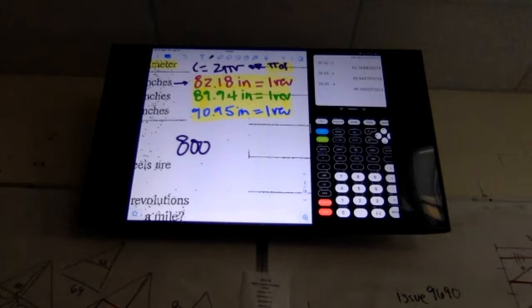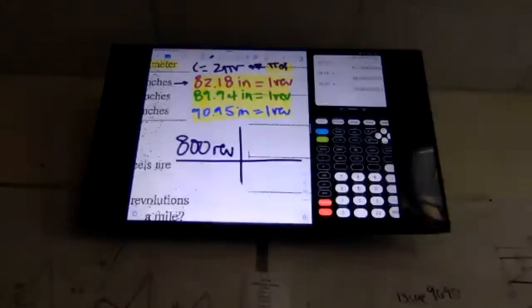Why did I say 8? 800 revolutions in 1 minute. I know conversions can be taught a little differently. I had a really old school chemistry teacher that we did this like train track kind of thing. This is how I do it. However you want to set it up, go for it.